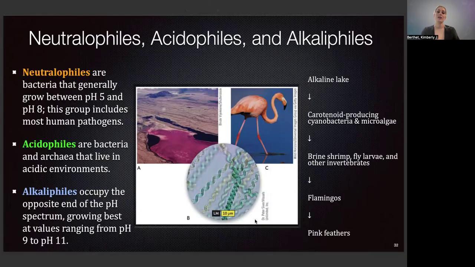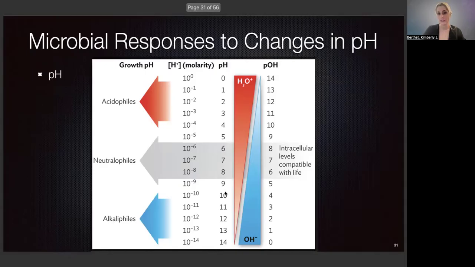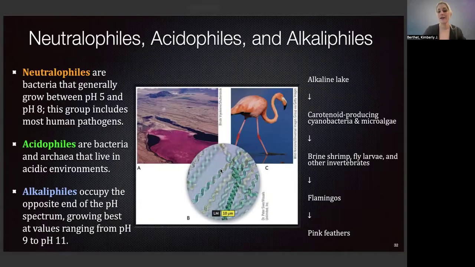Okay. Looking at pH in the environment, neutrophiles are the microorganisms that live anywhere from 5 to 8 on the scale. So that's kind of our average area. 5 to 8 around here would be a neutrophile. Acidophiles, on the other hand, are microorganisms that live at those very low pHs. And alkaliphiles are the ones that live at those very high pHs.